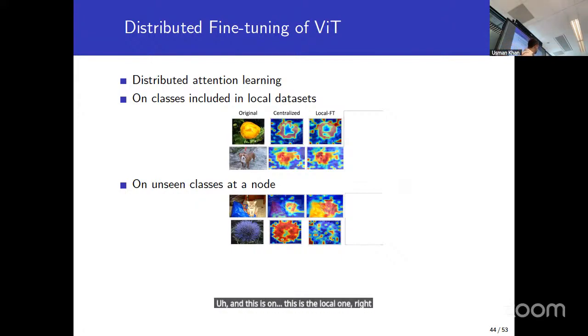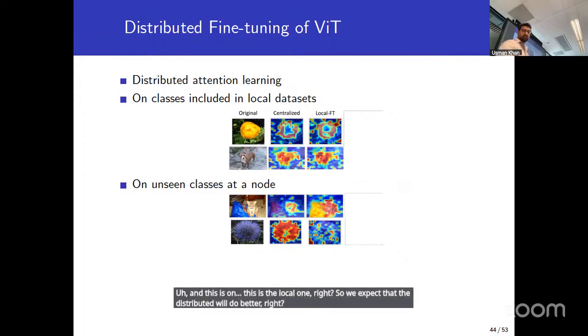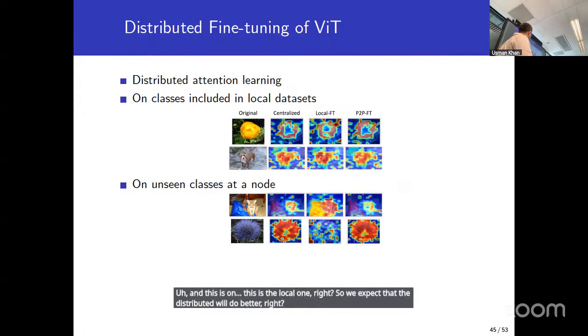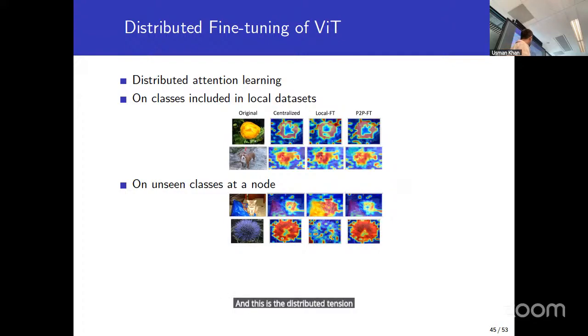So we expect that the distributed will do better. And this is the distributed attention mask at the end. You can see that on unseen classes, the distributed vision transformer fine tuning was able to recover the cat, not exactly as the centralized, but close enough.